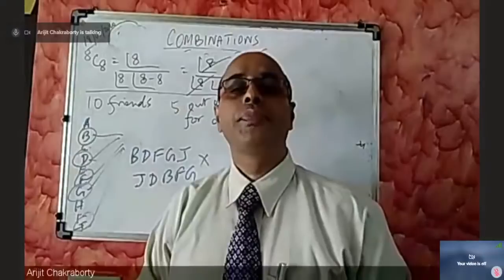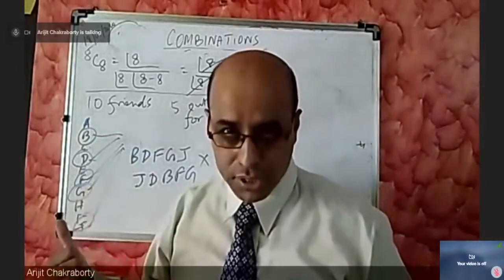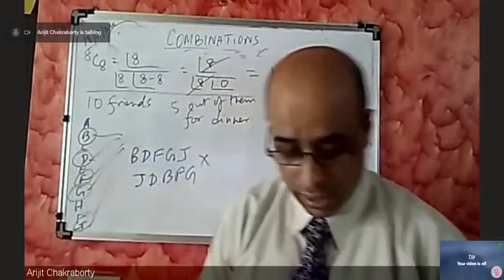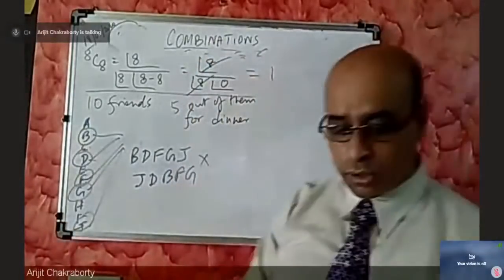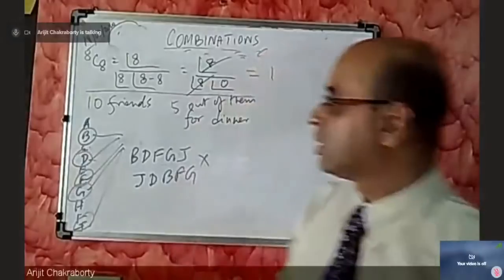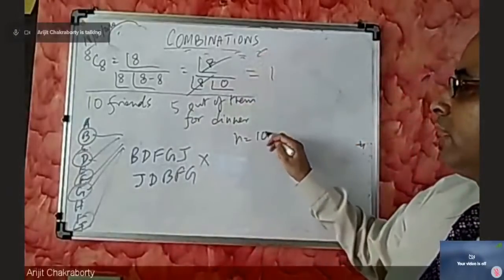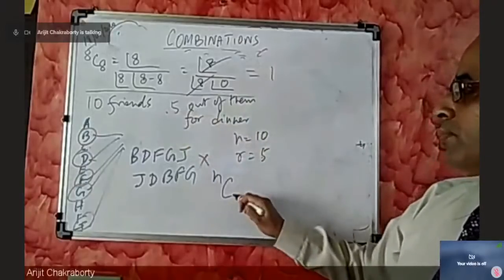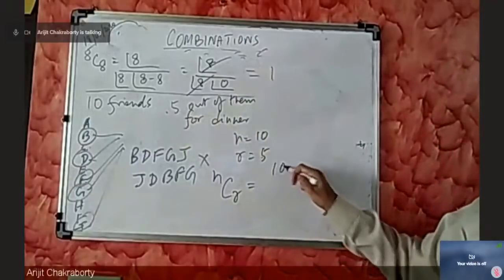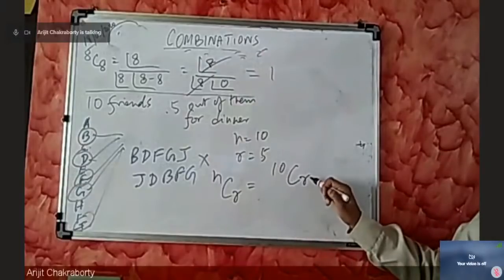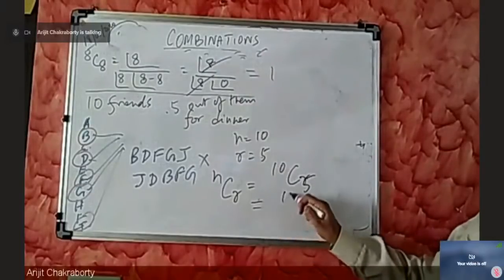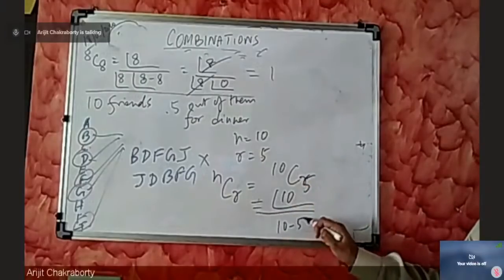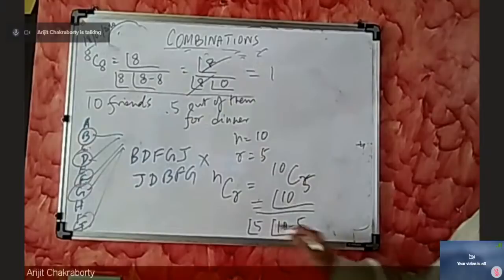So the order will not matter. That means this is a case of permutation? No, it's a case of combination. So we apply straight away the simple formula NCR. So here N is equal to 10, R is equal to 5, your 5 friends. So we apply the formula NCR, that is 10CR, and R is 5, so 10C5, that means 10 factorial divided by 10 minus 5 factorial multiplied by 5 factorial.